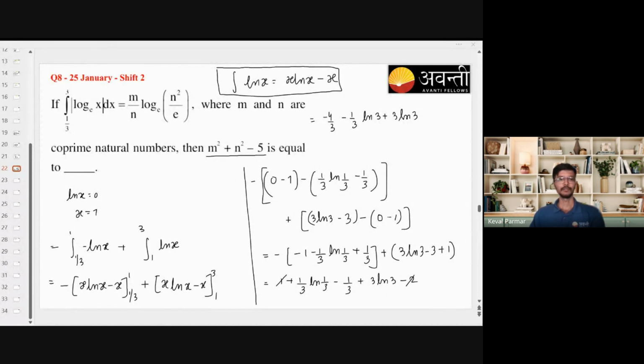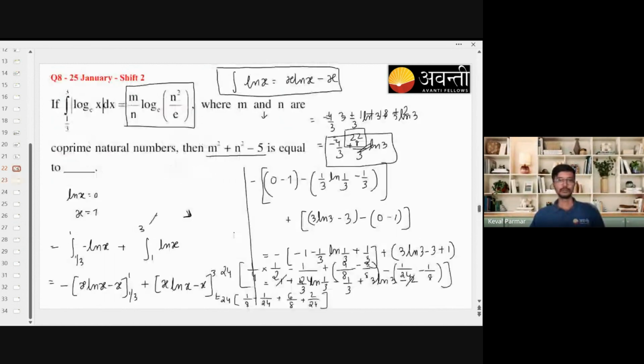After this, we split it. Minus 4 by 3 plus 8 by 3 ln 3. Minus 4 by 3, yeah. So we'll get minus 4 by 3 plus 8 by 3 ln 3. Now, to compare it with this, we need to get it in this format.